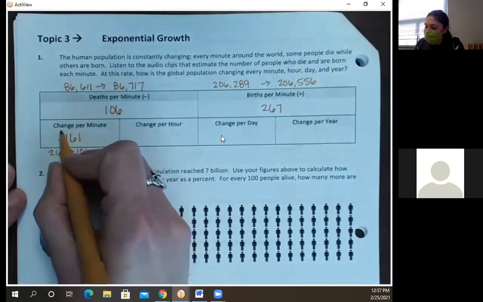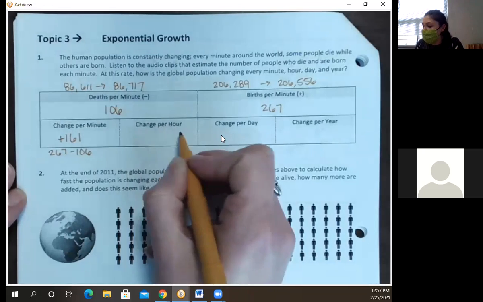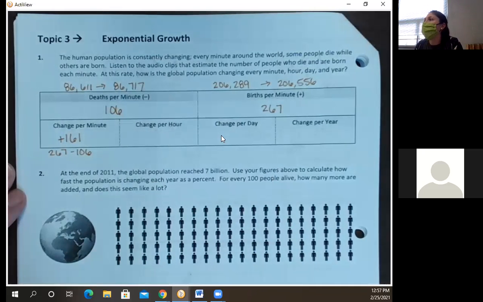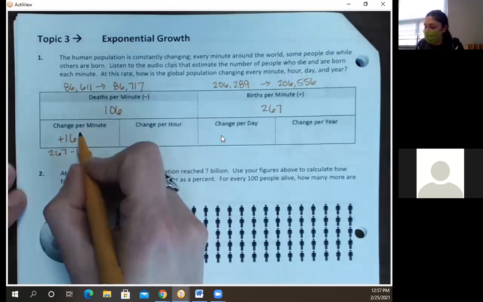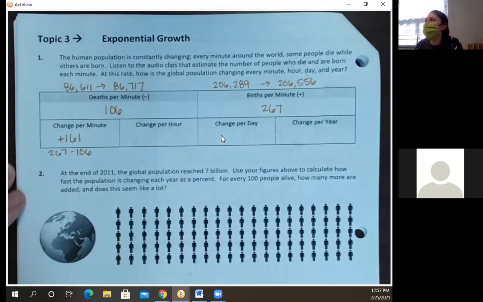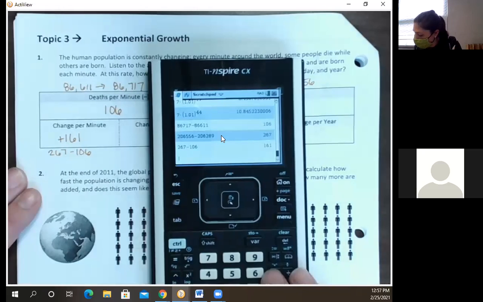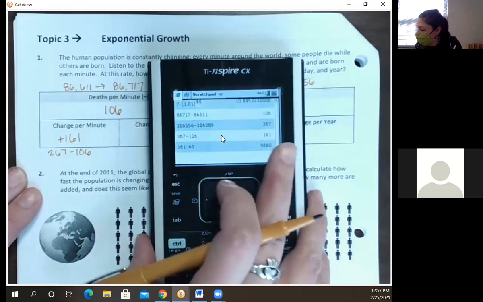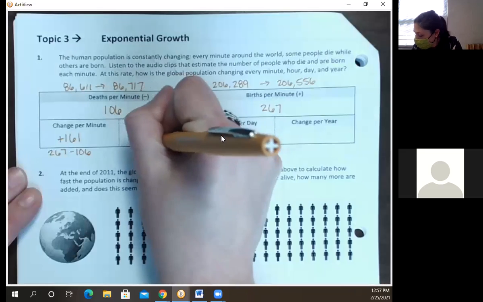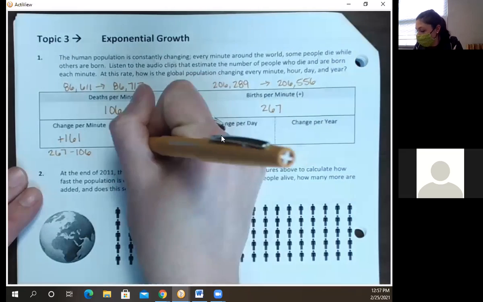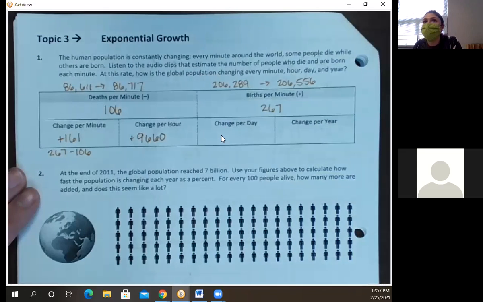Now let's take this change per minute and use it to determine what we would expect to be a change per hour. How could I do that? If I know I'm adding 161 to the world population in a minute, what could I do to determine how many people I expect to add in an hour? Multiply by 60 since there are 60 minutes in an hour. So 161 times 60 gives me 9,660. And then what if I wanted the change per day?